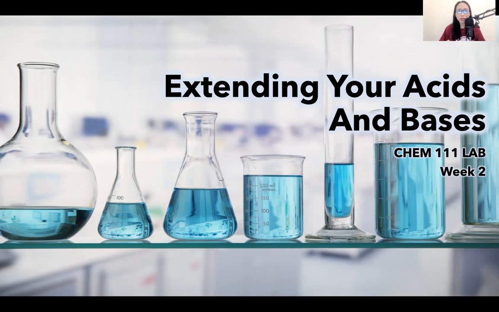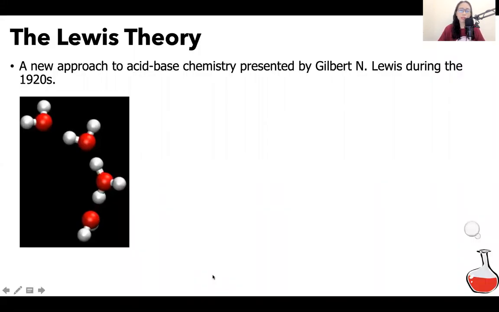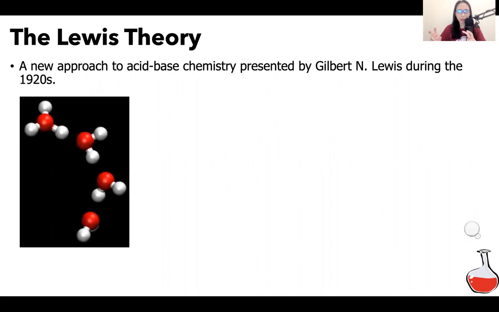So let's extend your knowledge of acids and bases. In this lesson, you will learn about another theory that defines acids and bases. And this is what we call the Lewis theory. The Lewis theory of acids and bases was built on the idea that the presence of protons is not exactly the condition that must be met for you to have an acid and a base. Rather, it's the presence of a pair of electrons. A lone pair of electrons is important for you to have an acid and a base.